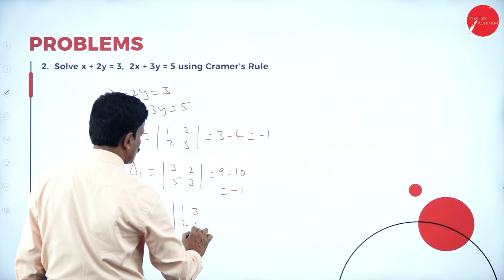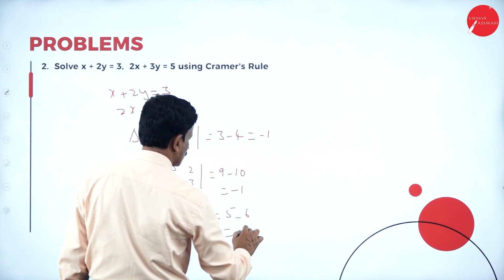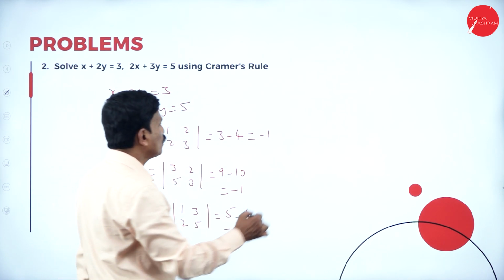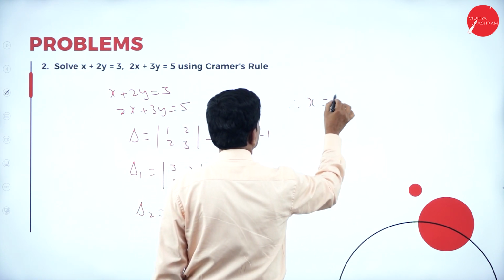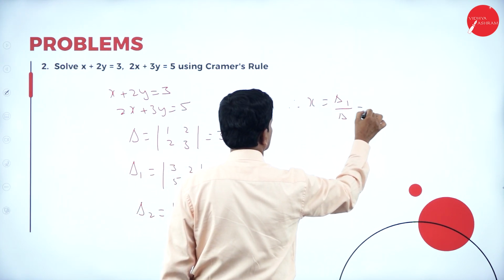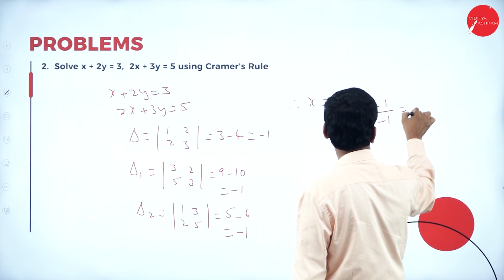Two and 3 is replaced by 3 and 5. So this is equal to 1 5s are 5 minus 6, that's equal to minus 1. Now therefore, we can write x is equal to delta 1 by delta. What is delta 1? Minus 1 divided by minus 1 is plus 1.